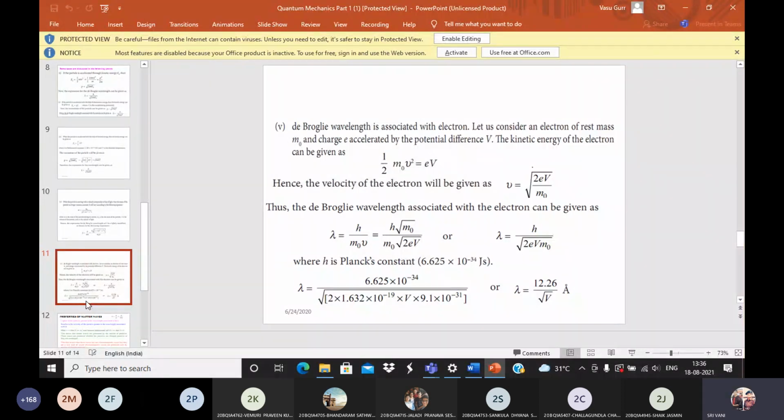Understood this model? If I change the potential, are you able to do this model? Yes, ma'am. Okay.